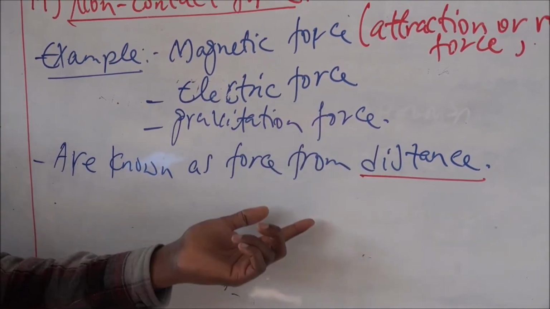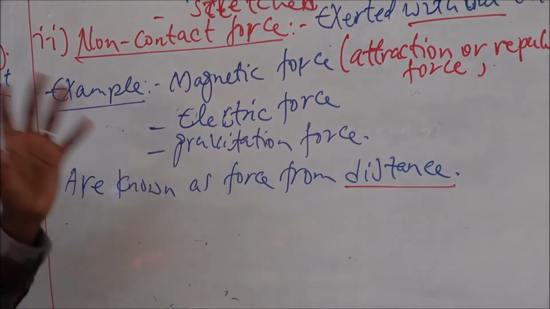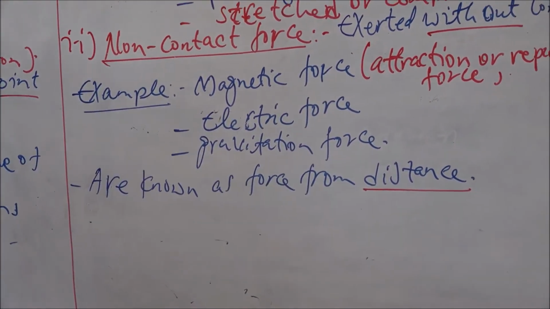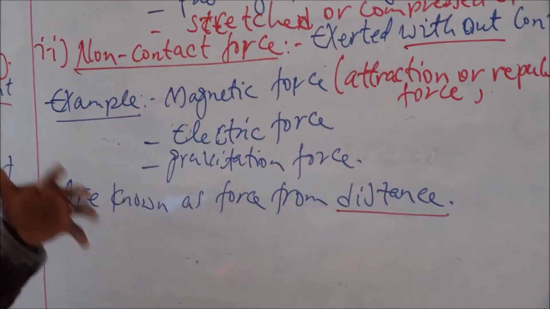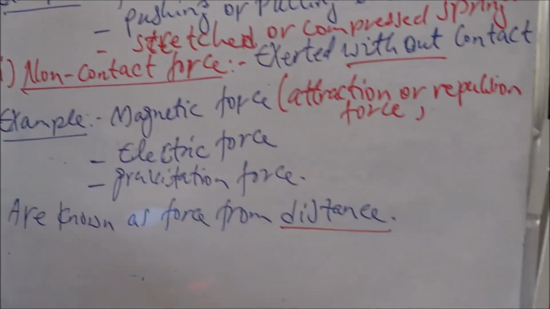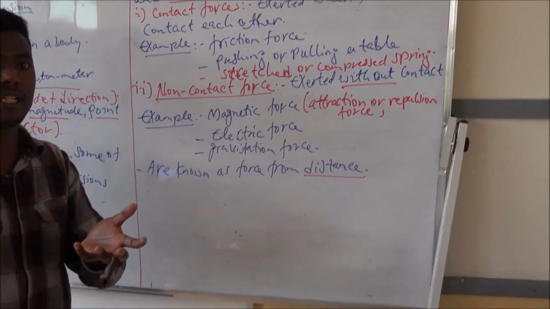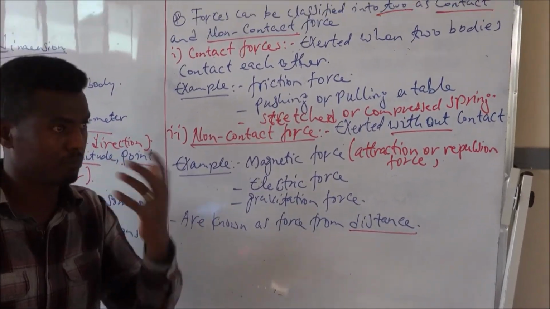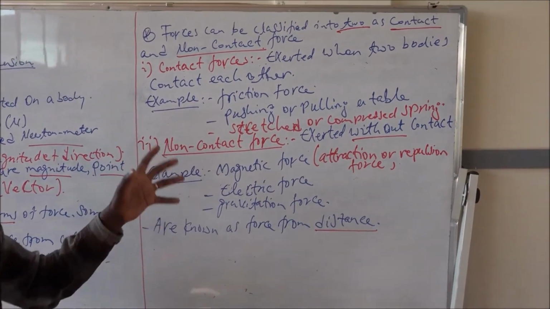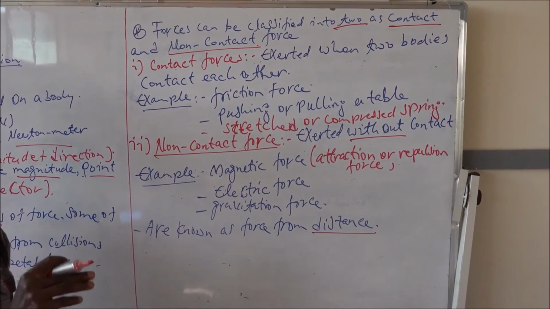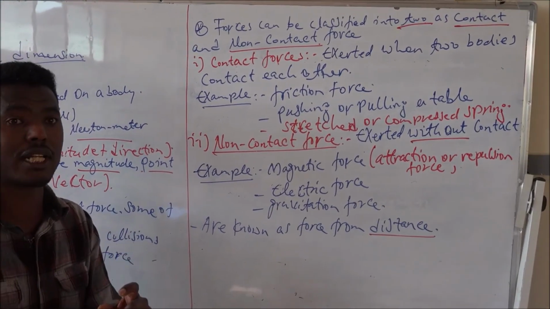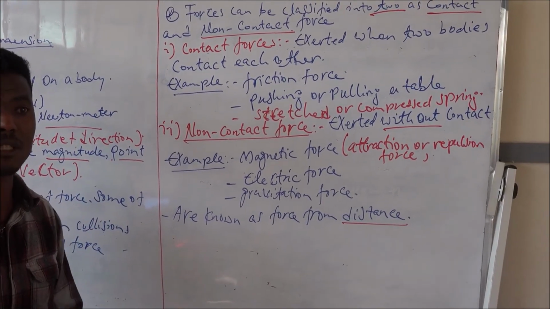In today's discussion, we have seen the definition of force, types of force, and generally the forms of force in nature. In our next period, we will see motion in one dimension, especially uniform motion and then uniformly accelerated motion.